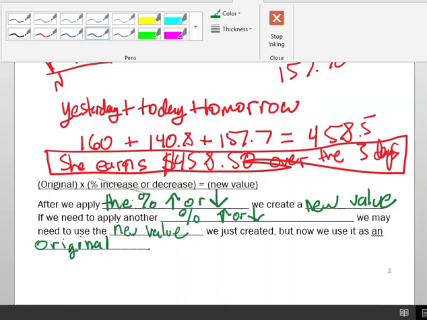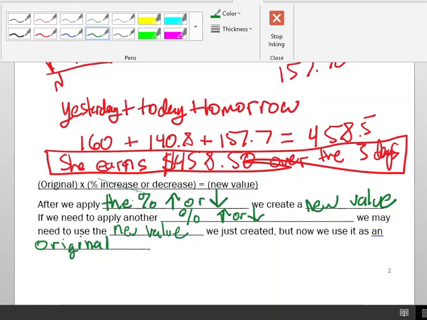So after I have my first new value that I've created, so that's my lunch plus my tip, or sorry, my lunch plus my tax, I have a new value then where I might want to add a tip on top of that. So I have to use that original as the new value.